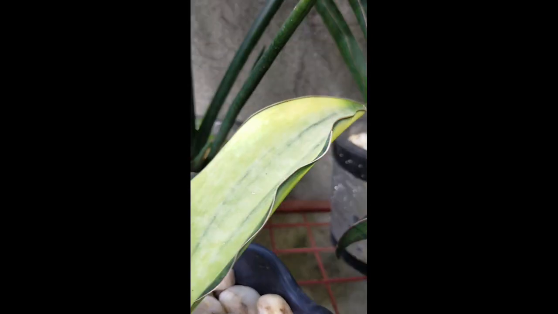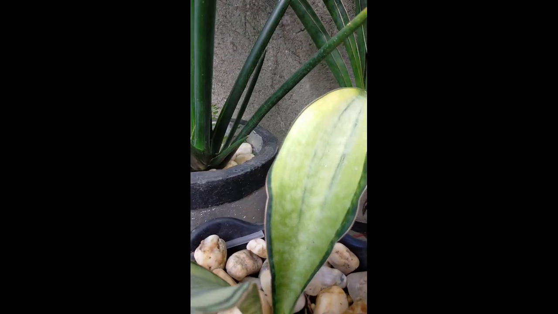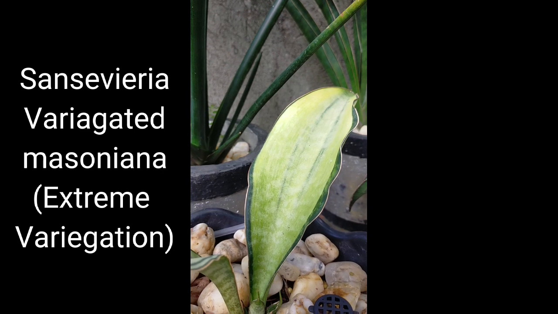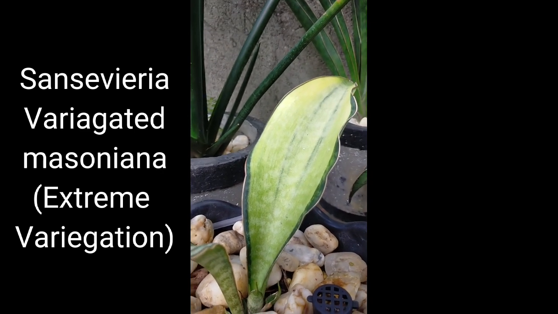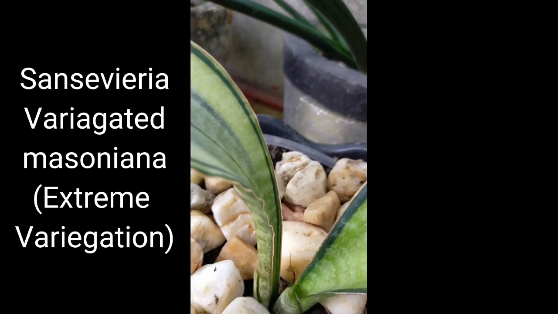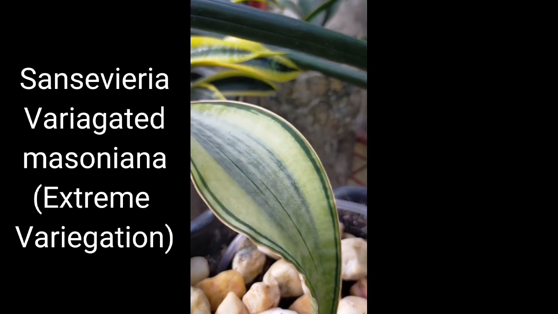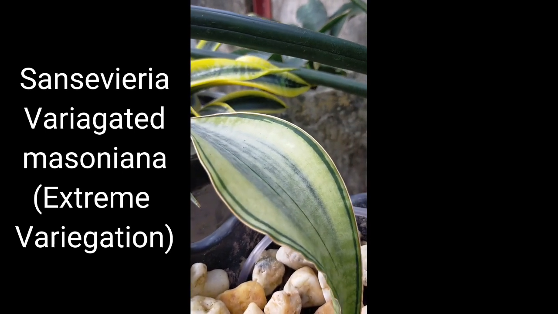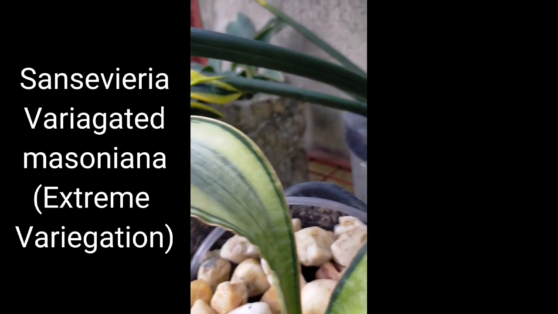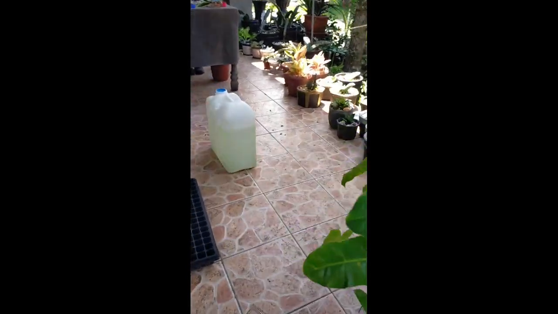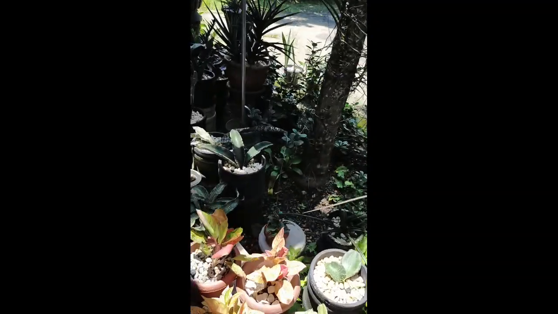Okay, here's another one. Alright, so that's another variegated masoniana. It's highly variegated, almost most of the part of the leaf is variegated. Supposed to be a white variegated, but it's kind of yellowish. On the center part, the variegation is white, and then the side is kind of yellowish. Alright, that's one masoniana. Okay, so we'll move on. I'll try to remember where I planted my other masonianas.